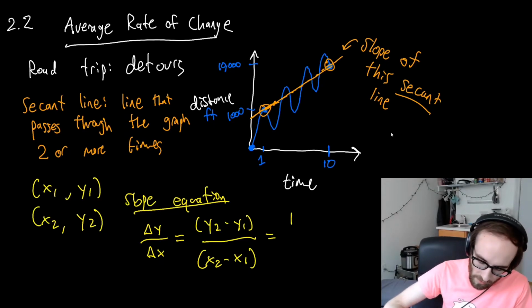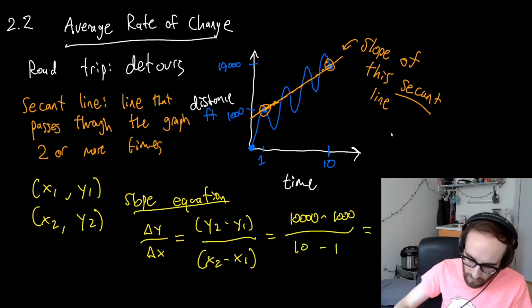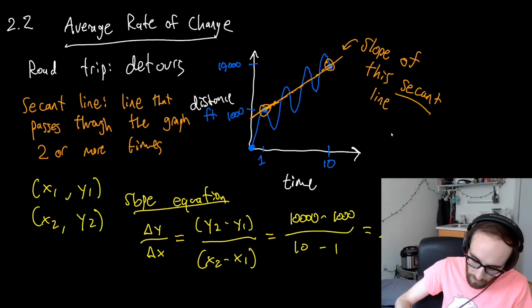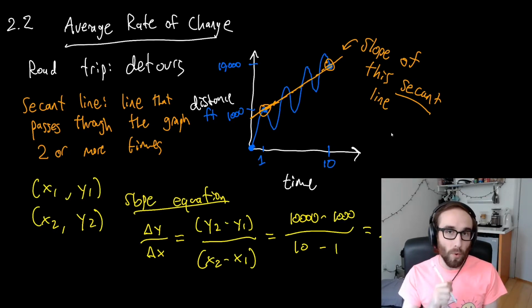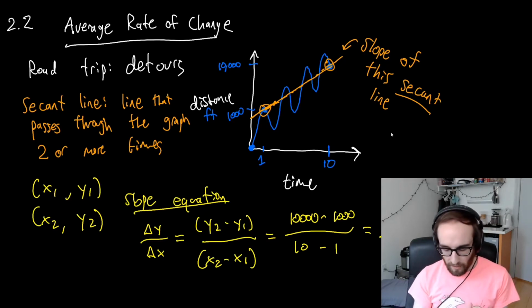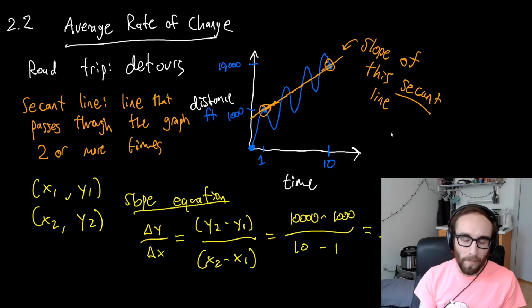So here, 10,000 minus 1,000 over 10 minus 1, which gives us 9,000 over 9. So we end up with 1,000, it looks like this is feet per minute, on average, traveling between those 2 points on our graph. So after 1 minute, you traveled on average 1,000 feet a minute to end up at your final destination after 10 minutes.